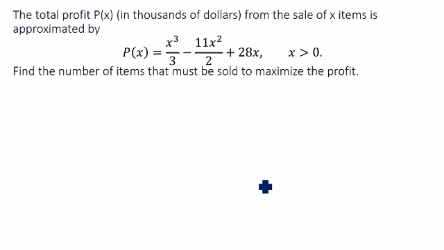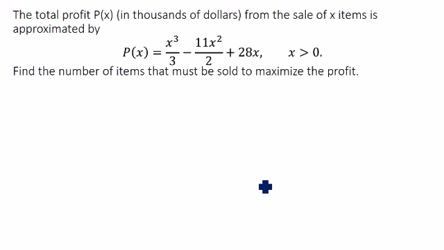The question says the total profit P of x, in thousands of dollars, from the sale of x items is approximated by P of x equals x cubed over 3 minus 11x squared over 2 plus 28x, where x is greater than 0, and x, remember, is the number of items that is produced. We've got to find the number of items that must be sold to maximize the profit.